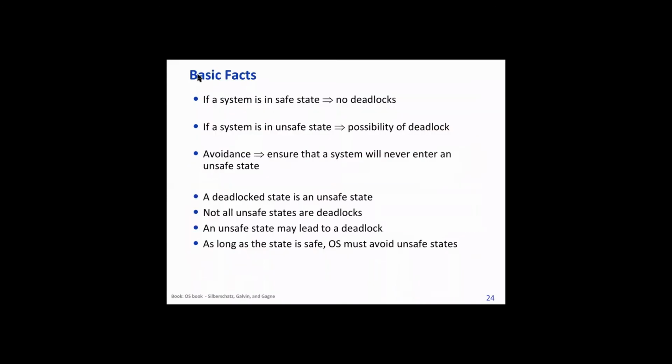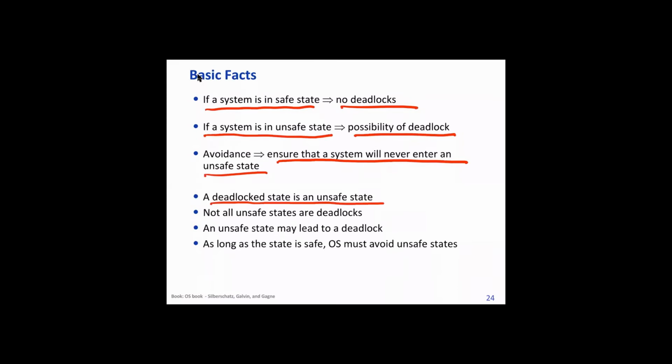Before that, these are obvious things. If a system is in a safe state, then obviously no deadlock. If a system is in an unsafe state, then there is a possibility of a deadlock. To avoid deadlock, we must ensure that the system never enters an unsafe state, because if it enters an unsafe state, there is a chance of it getting into a deadlock state. So a deadlock state is an unsafe state, but not all unsafe states are deadlock states; an unsafe state may lead to a deadlock state.